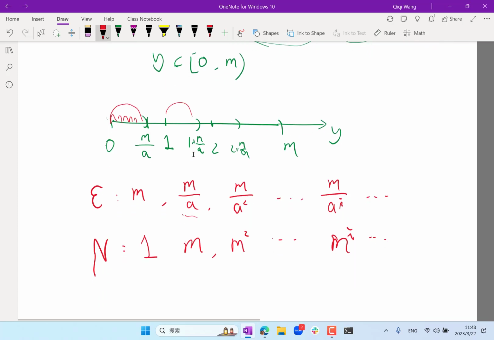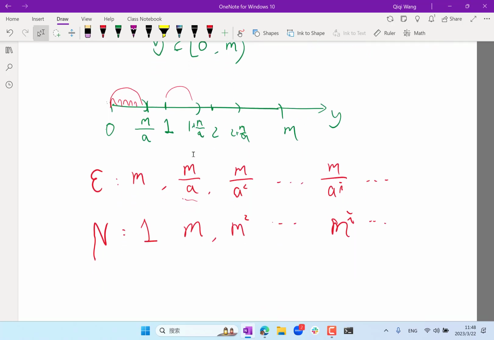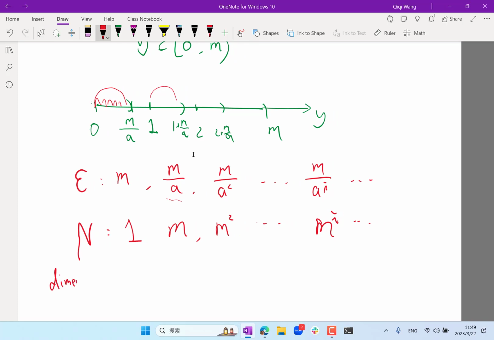Yeah, so at the end, what is going to be the dimension? The dimension is going to be, let's take this again, the log of n divided by the log of epsilon. What we get is really log m over log a. All right, that's going to be the dimension of the system.